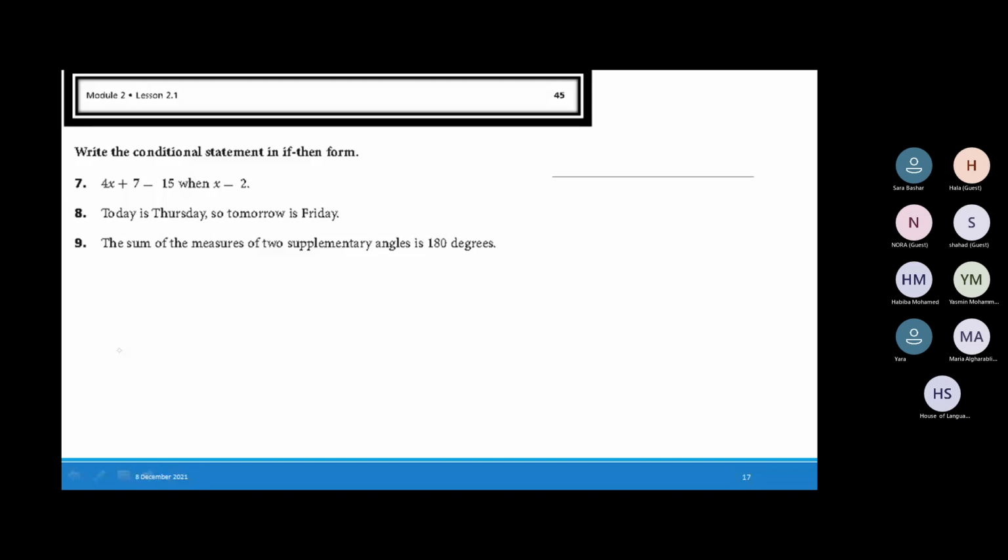If 4x plus 7 equals 15, then x equals 2. Or when x is 2, then 4x plus 7 equals 15. Which comes first? Here you have a part, and here you have another part. So you have to ask yourself, what is the hypothesis and what is the conclusion? If 4x plus 7 equals 15, that means x is 2, or if x is 2, then 4x plus 7 equals 15.